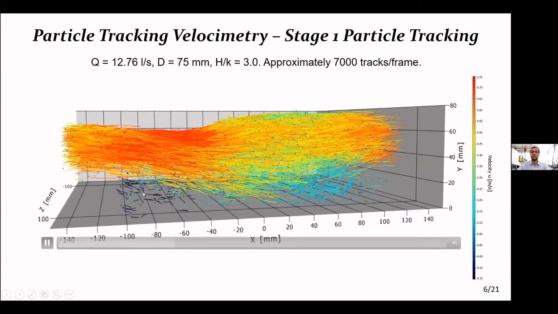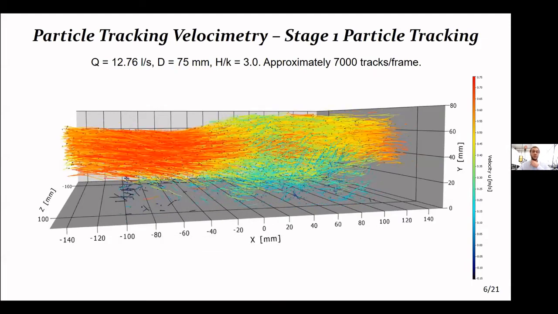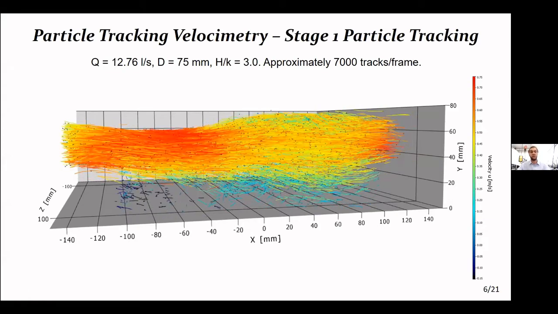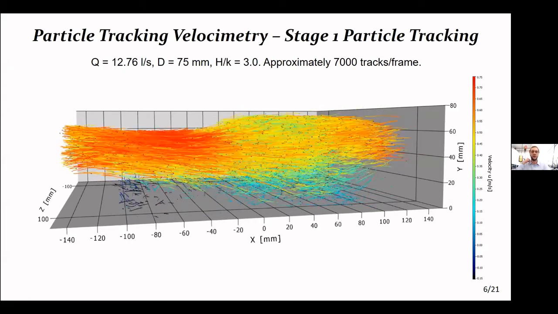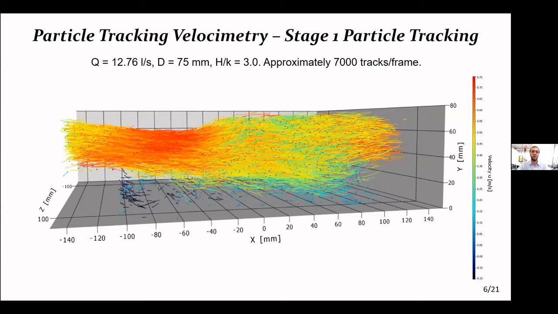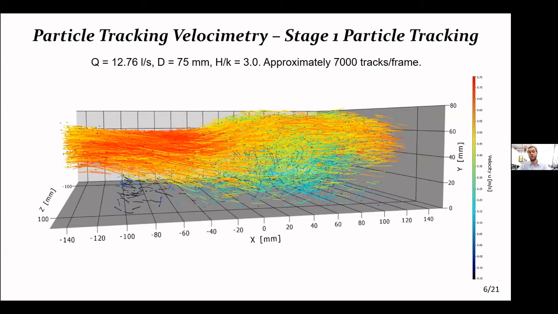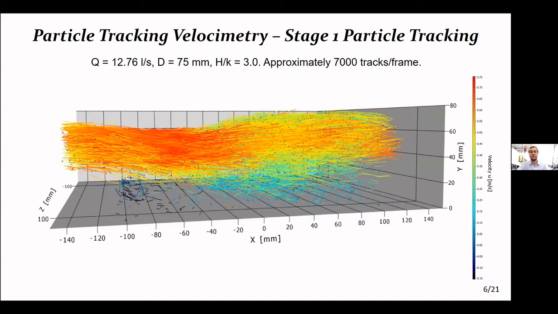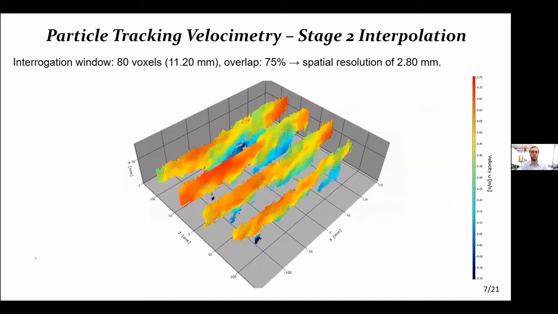Approximately 7,000 tracks per frame were used. That is not very high compared to other types of flows, but it was not possible to use a greater number due to the problem of outliers. Nonetheless, some good results were obtained.